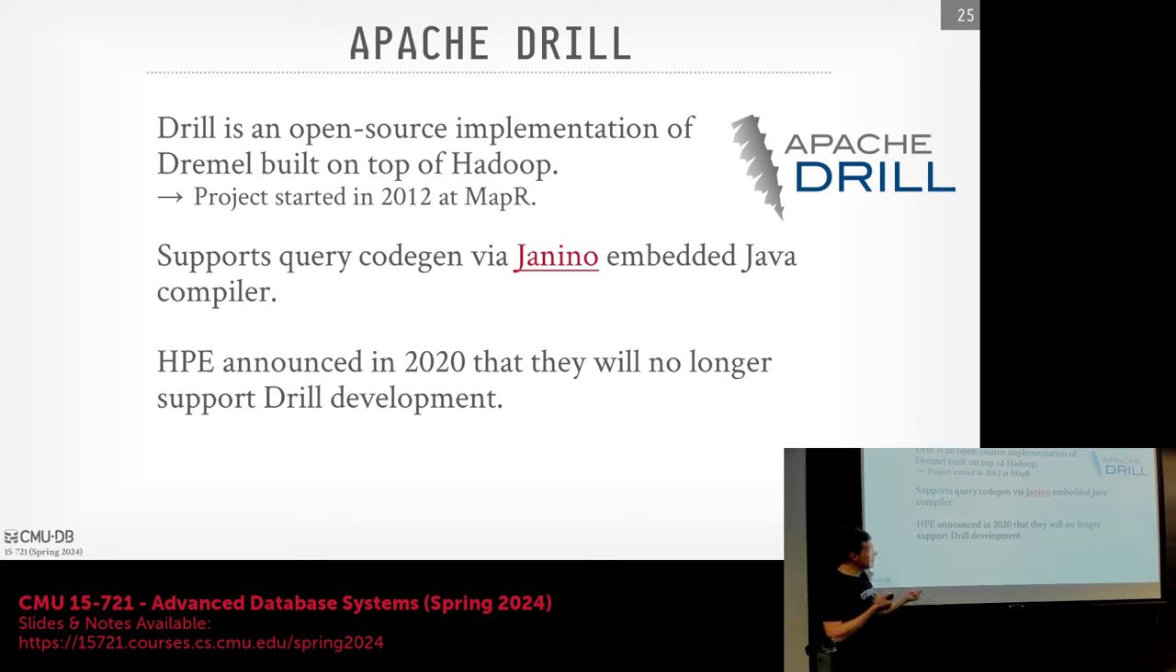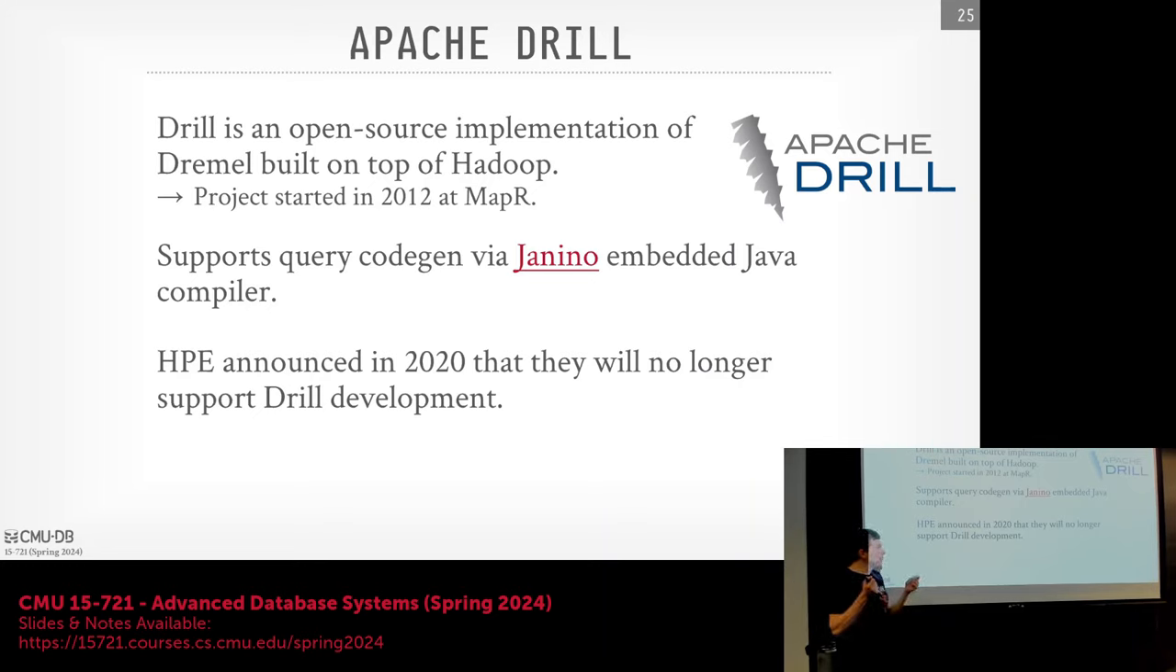And what's interesting about this is that they are going to do CodeGen, query compilation, using this thing called Janino, which is basically some kind of embedded Java compiler where you can give it Java code and it converts it in process. So this project is not dead, but certainly the number of commits and engagement and usage of it has gone down.